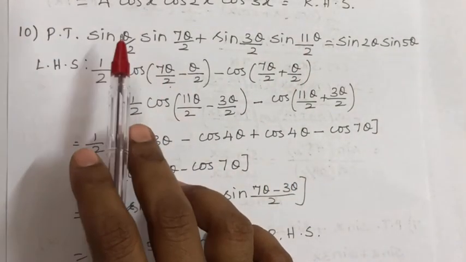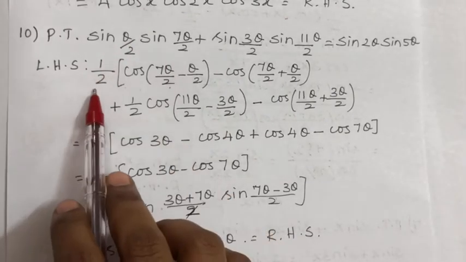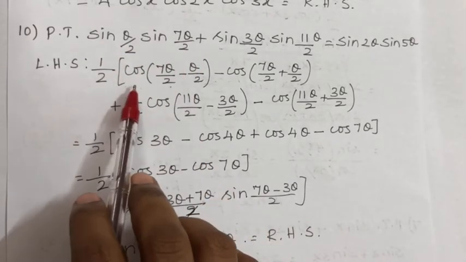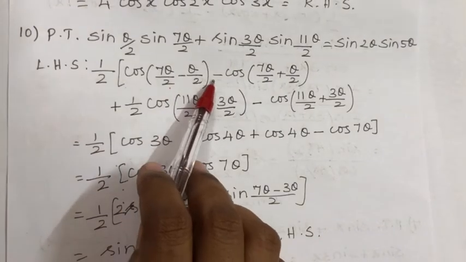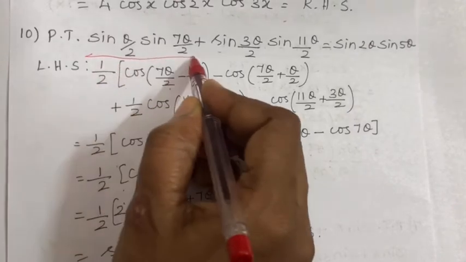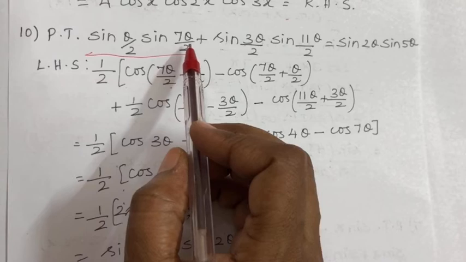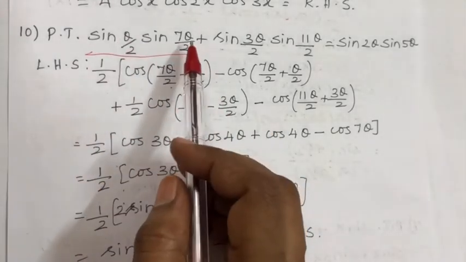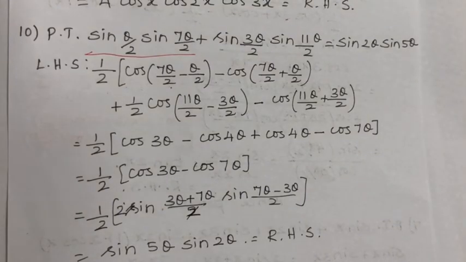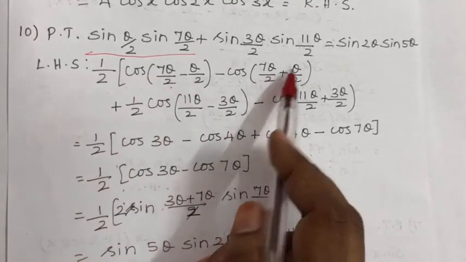So, sin A sin B. Sin A sin B means half into cos (A minus B) minus cos (A plus B). So, for this term alone, I write it as 1 by 2 into cos (A minus B), so 7 theta by 2 minus theta by 2. We can subtract. Similarly, minus cos (A plus B), 7 theta by 2 plus theta by 2.